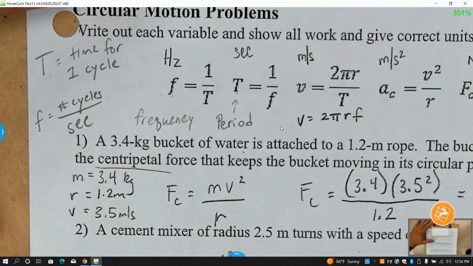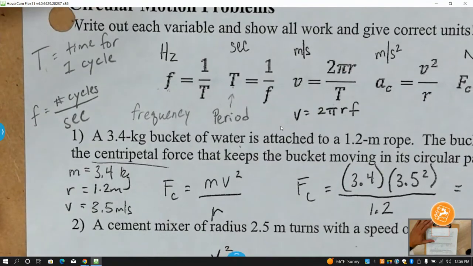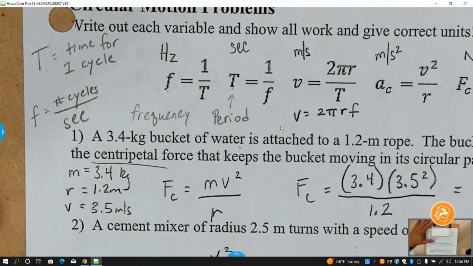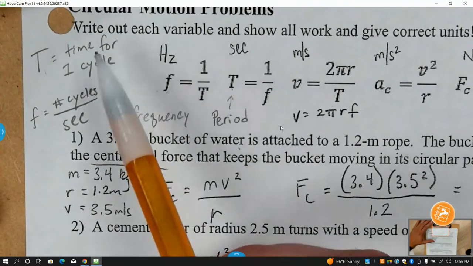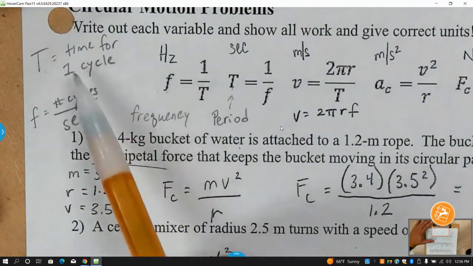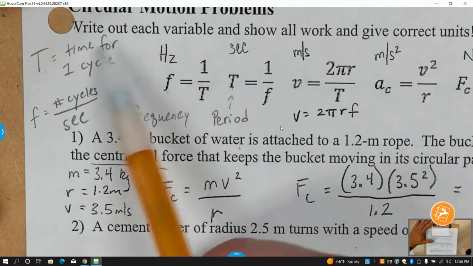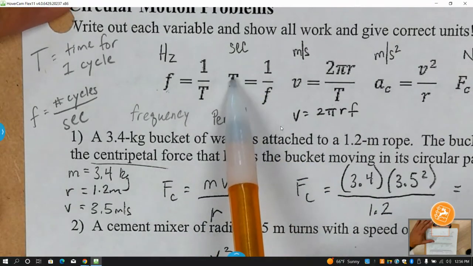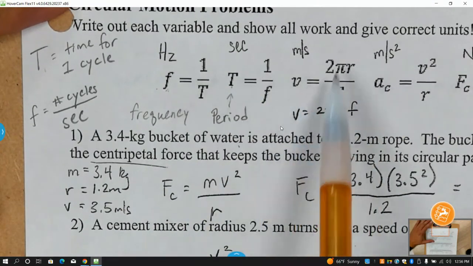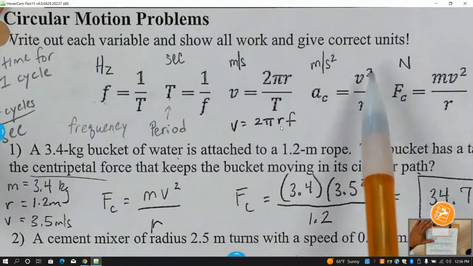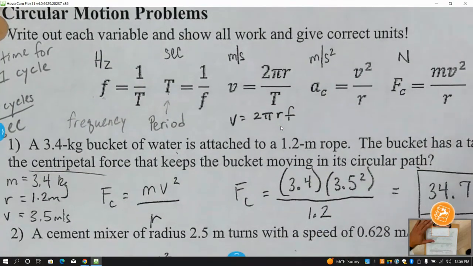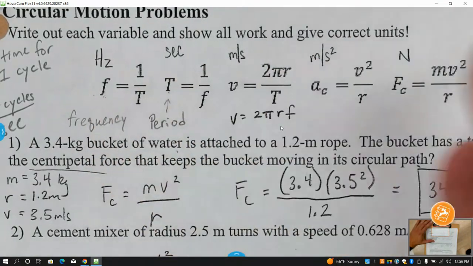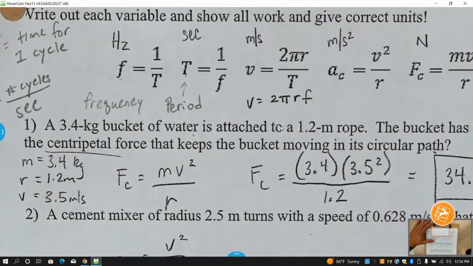So one of the problems is going to say you make one lap around a track in 9 seconds. What is that? Well, because you made one lap around and it said you did it in 9 seconds, that would be T. And then from there, you can use T and the radius to find the velocity. Once you have velocity, you can find acceleration. There's multiple ones where, once you get one or two things, you can then solve for whatever else you need.